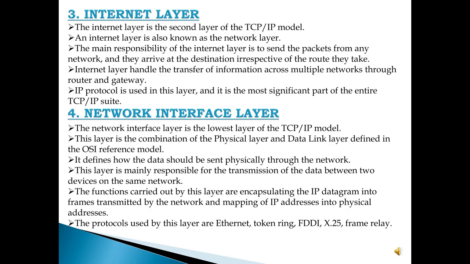And the fourth layer is the network interface layer. The network interface layer is the lowest layer of the TCP/IP model. This layer is the combination of the physical layer and data link layer defined in the OSI reference model. It defines how the data should be sent physically through the network. This layer is mainly responsible for the transmission of the data between two devices on the same network.